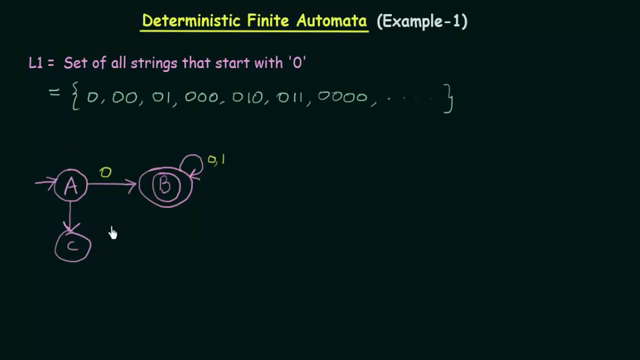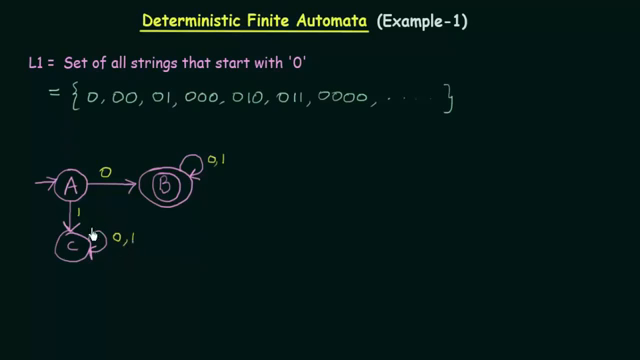Okay, I send it to another state called state C when the input is 1. When the input is 1, it goes to state C, and after reaching state C, whatever input I get in state C, it stays in state C itself, whether it is 0 or 1.